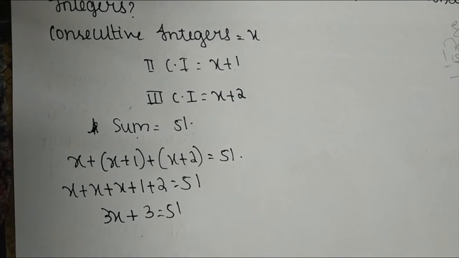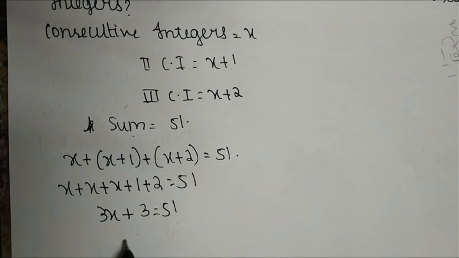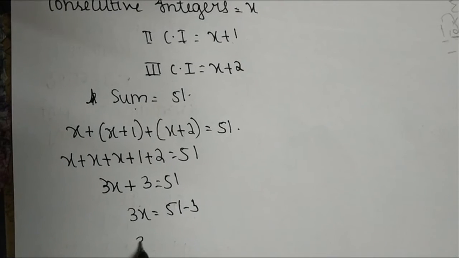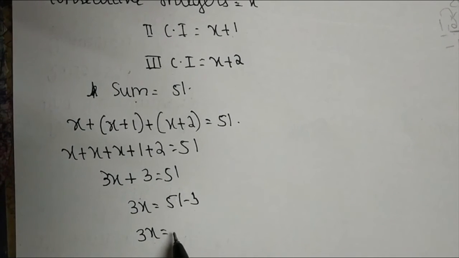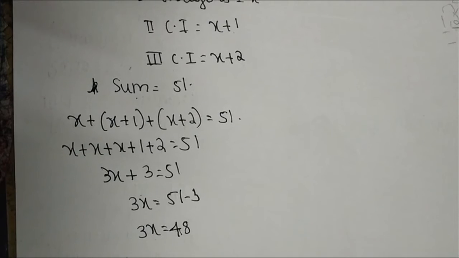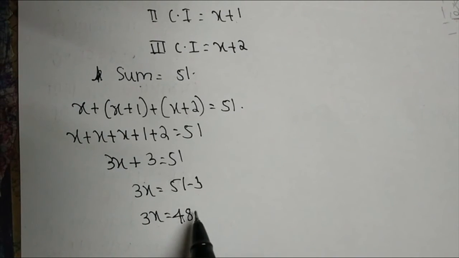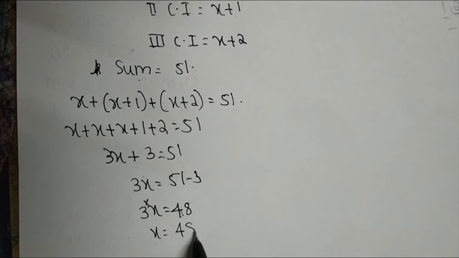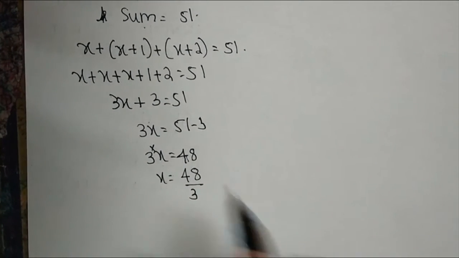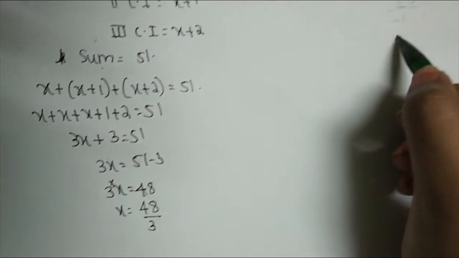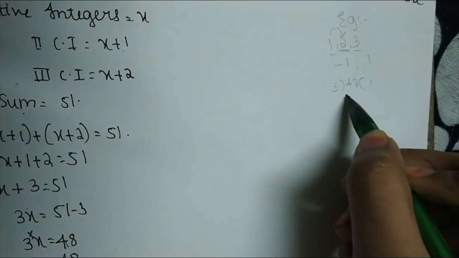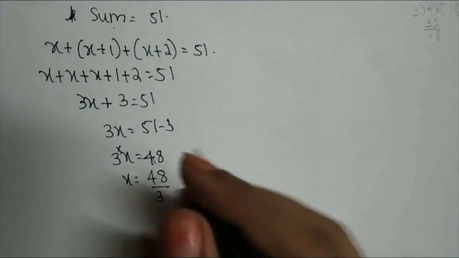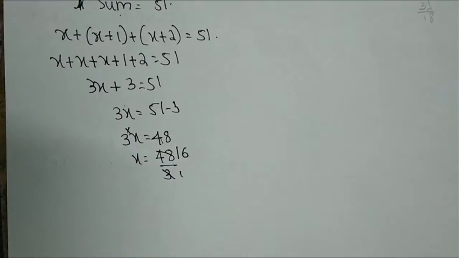I further made them an equation. When this 3 goes to the RHS, it becomes subtraction. 3x is equal to 51 minus 3, which is 48. When this 3 goes to the RHS, it becomes division because it is in multiplication. 48 by 3. 3 ones are 3, 3 sixes are 18. So 48 goes 16 times. We got the value of x.